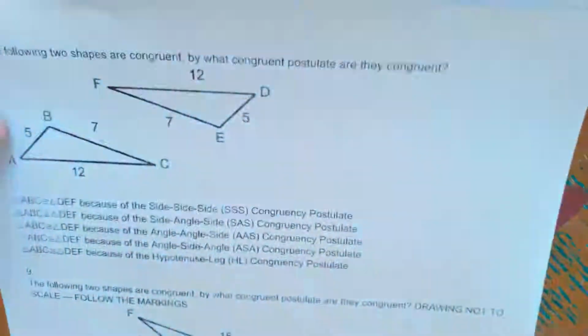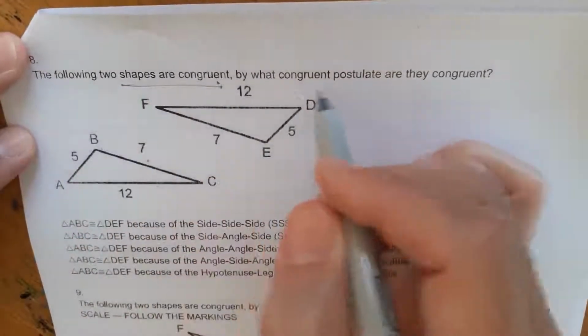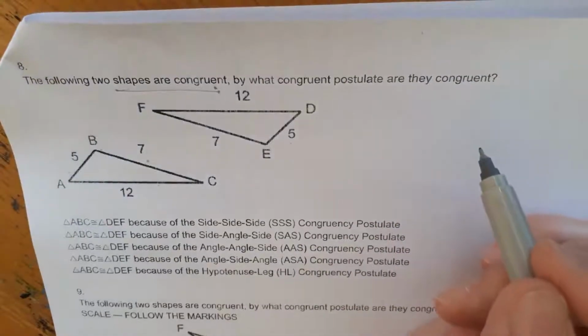All right, let's see one more. Oh, two more. The following two shapes are congruent. By what congruent postulate? All right, now they're coming at it a different way.